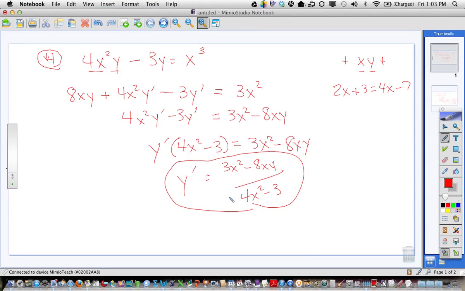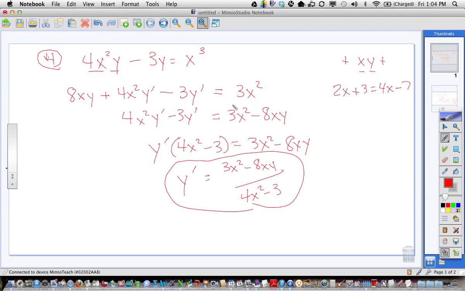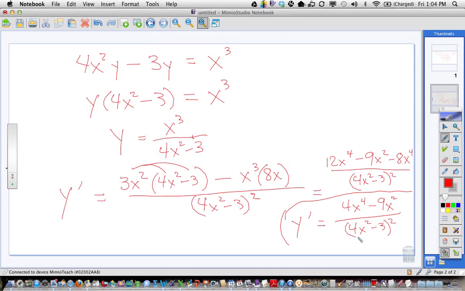They don't look quite the same. Why? This has got a y in it. This one doesn't. But we do know what y is. In this problem, we know y is that. If I took this y right here, x cubed over 4x squared minus 3, plugged that in for that y, and then did a bunch of algebra simplifying, we would find out that this one is actually the same as this one here.